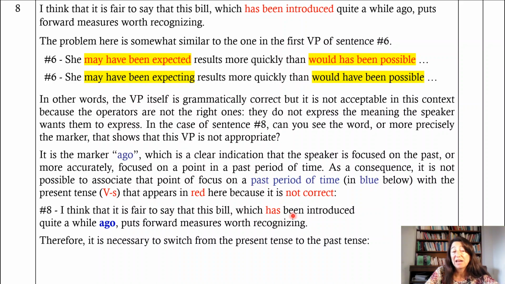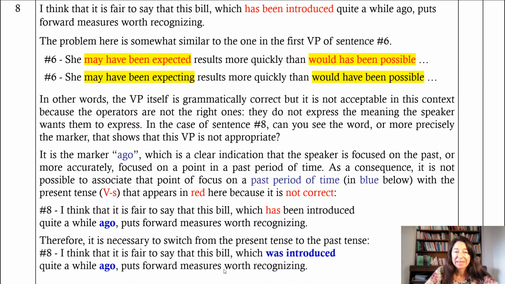So this is not actually correct, and we need to associate the use of "ago" with the use of the past tense. Therefore, the sentence, once corrected, will be: "I think it is fair to say that this bill, which was introduced quite a while ago." So we need to use here the past tense with the passive voice. Okay, so that's be plus VEN. That's the symbol for the passive voice. And be is in the past tense.